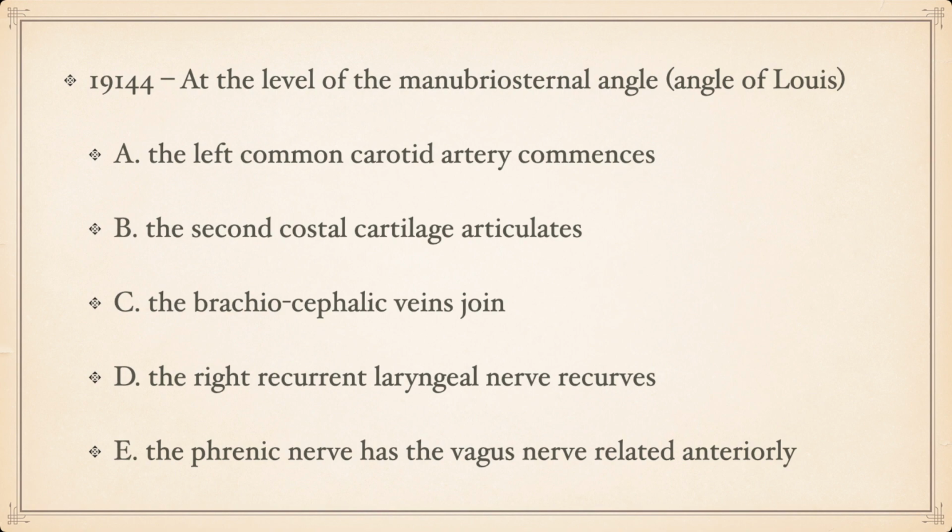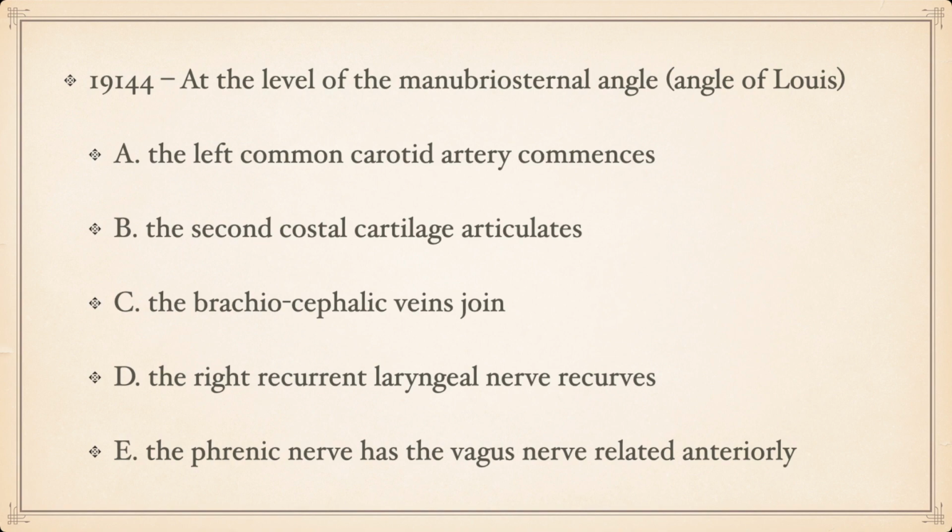B, the second costal cartilage articulates. We do know that. C, the brachiocephalic veins join. That one happens one space above. So the azygous vein joins in that space rather than the brachiocephalic veins joining.